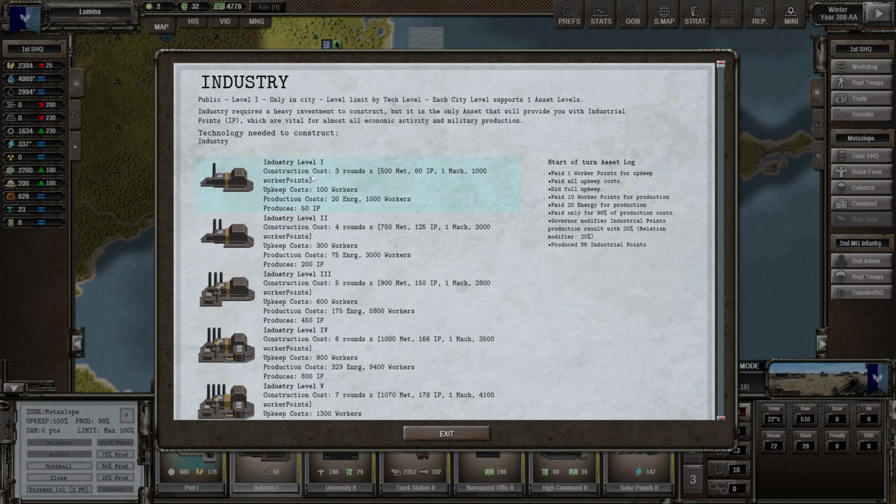Well, anyway, so you can see how much this industry level 1 will cost to construct. It means for 3 rounds, we need 500 metal, 80 industrial points, 1 machine, and 1,000 worker points. Okay, so those 1,000 worker points can come from workers or various things. Just to keep it going, you need 100 workers per turn, and if you want to produce anything with it, you've got to feed it 20 energy and 1,000 workers.